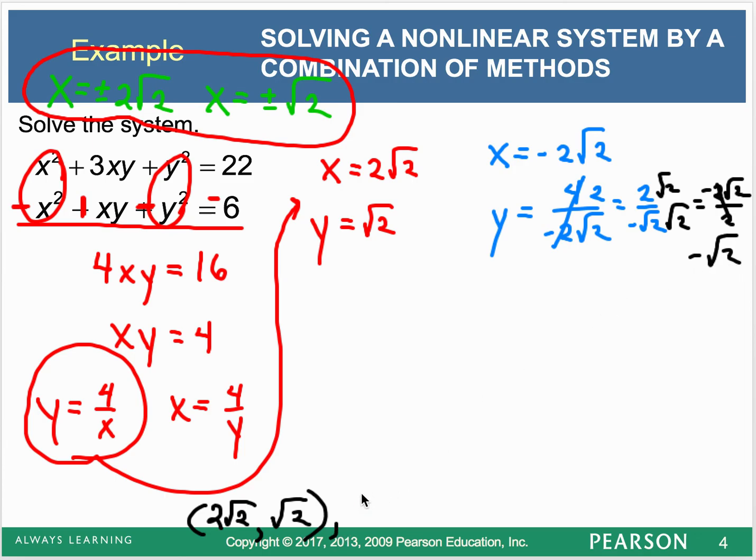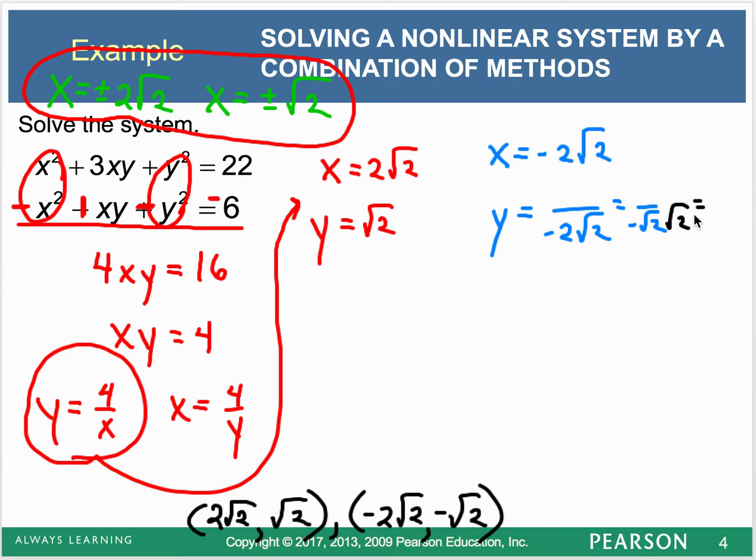All right, so here's another one. We can have negative 2 square roots of 2 for x, and it corresponds to negative square roots of 2 for y. Plugging it in, we had negative square root of 2.